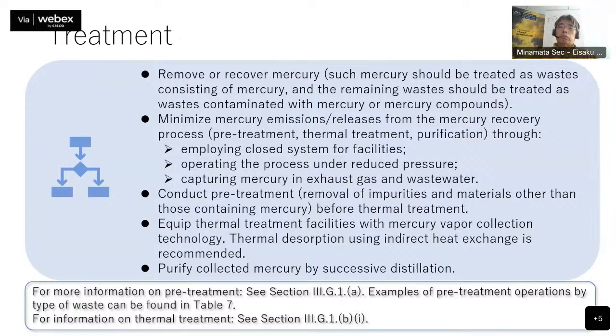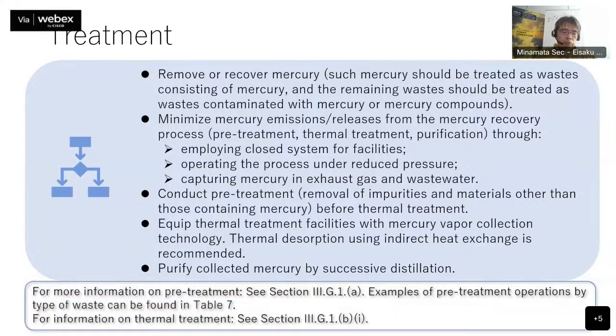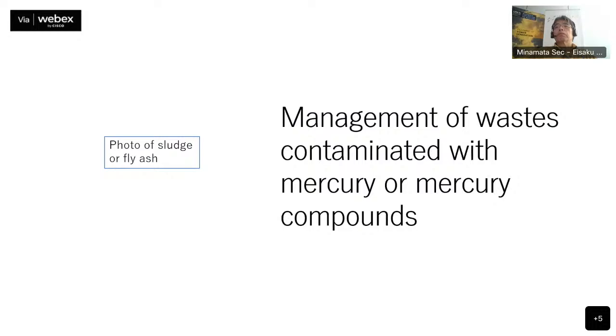It is important to minimize mercury emissions and releases from the mercury recovery process through employing closed system for facilities, operating the process under reduced pressure, and capturing mercury in exhaust gas and wastewater. The following three slides summarize major points for the management of waste contaminated with mercury or mercury compounds.